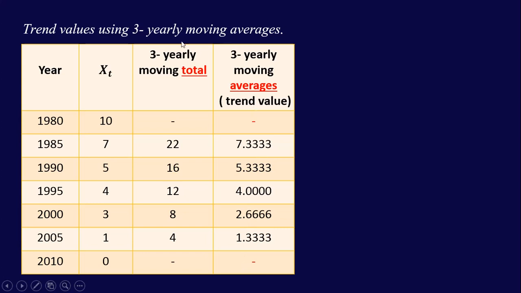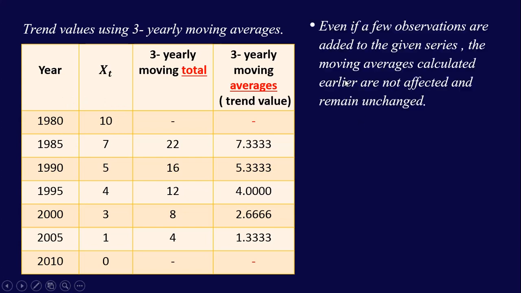Again, the second drawback of this moving averages method is we cannot get any mathematical equation between the two variables, this year t and this value x, that is the IMR given variable. It is not possible to get any mathematical equation between the two given variables, that is years and the IMR values.